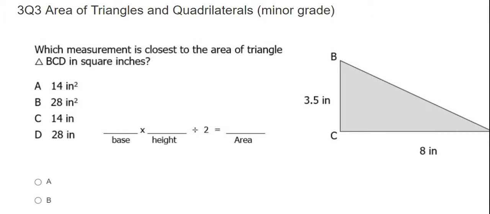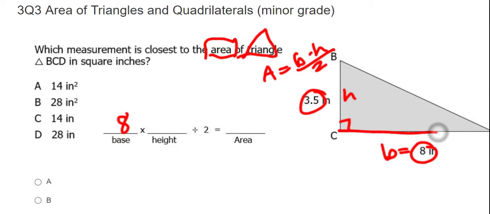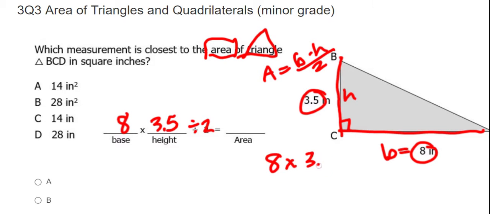Next one. All right, area of a triangle. So area of a triangle is equal to base times height, and then taking half of that, or dividing by 2. So here's the base, here's the height, which is perpendicular, straight up and down from the base. So you have 8 times 3.5, and then divide that by 2. It can also be written out as 8 times 3.5 over 2. And you can actually divide by 2 first and then multiply by 3.5.